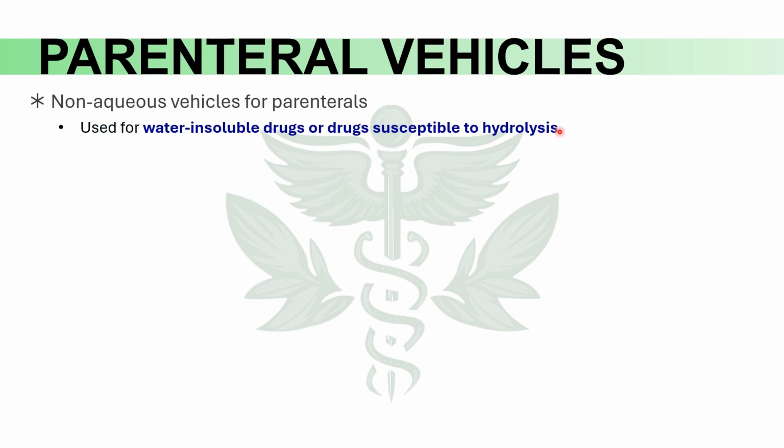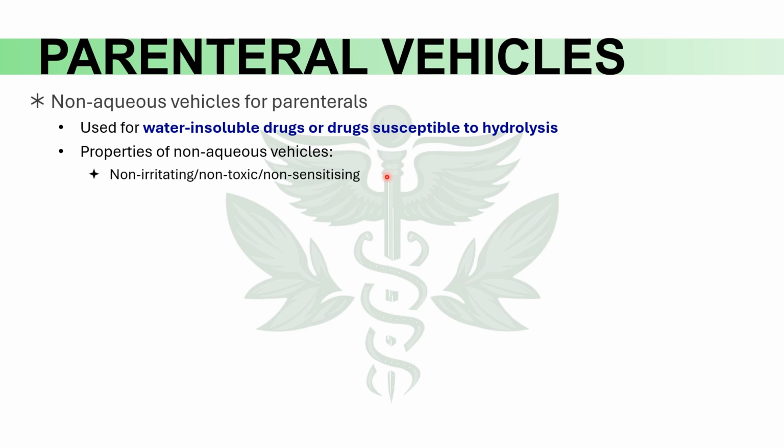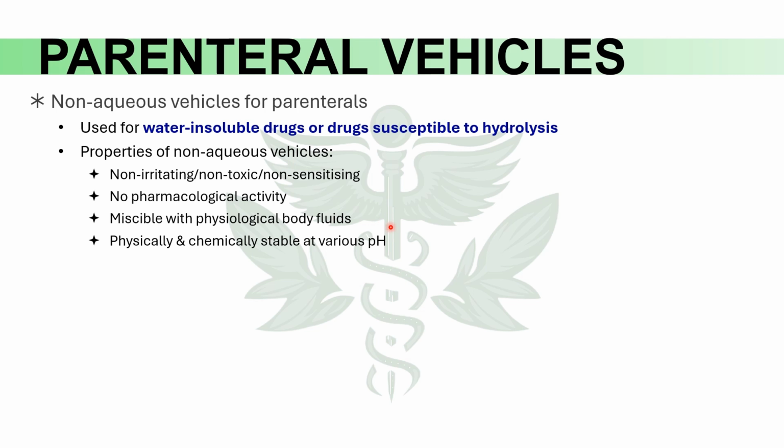Now that we've finished talking about aqueous vehicles, let's talk about non-aqueous vehicles. They are used for water-insoluble drugs or drugs which are susceptible to hydrolysis. And there are certain properties of non-aqueous vehicles that are very important to consider and to fulfill. Non-aqueous vehicles must be non-irritating, non-toxic, and non-sensitizing. They must have no pharmacological activity, and they must have no interaction with any of the components in our injection. They must be miscible with physiological body fluids. They must be physically and chemically stable at various pH.